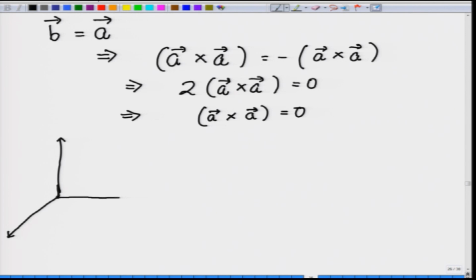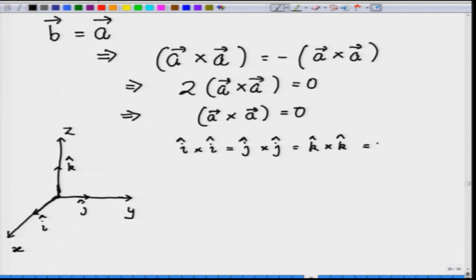Do not mind my drawing. So, this is the x axis, y axis and z axis, and this is the i vector with coordinate 1 0 0, and this is the j vector with coordinate 0 1 0, and this is the k vector with coordinate 0 0 1. Now, one thing is clear from the very beginning, that i cross i is equal to j cross j is equal to k cross k, that must be 0 from what we had just discussed.